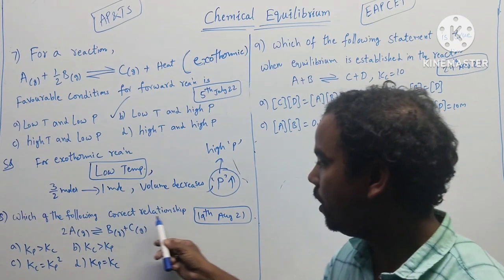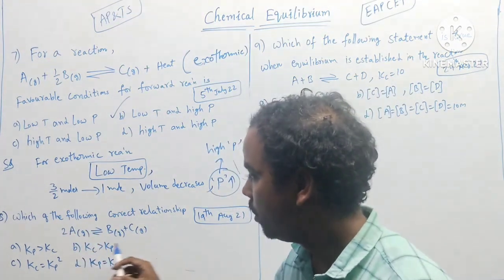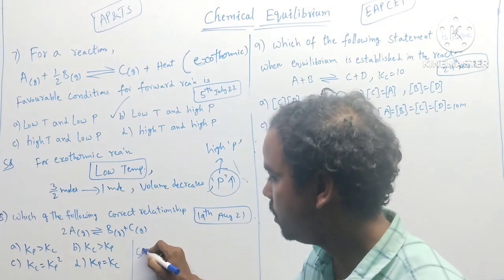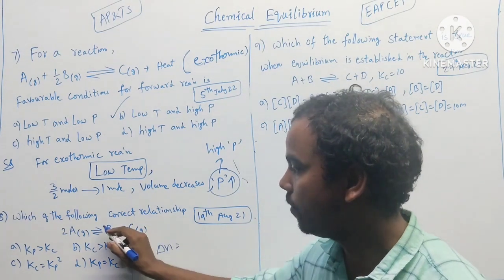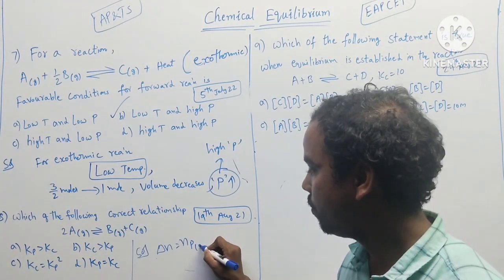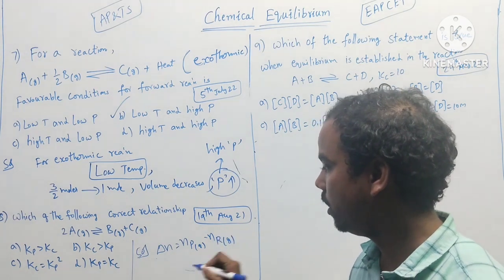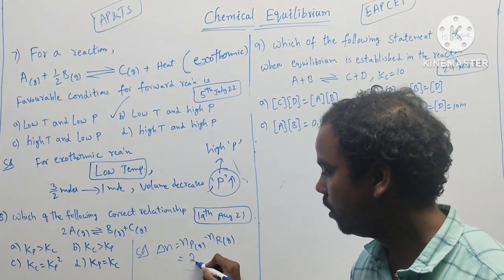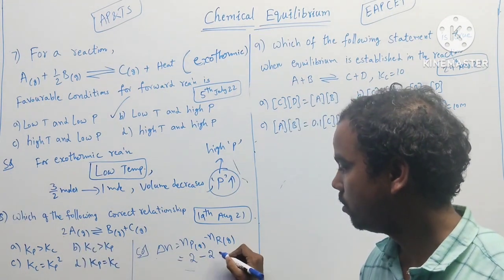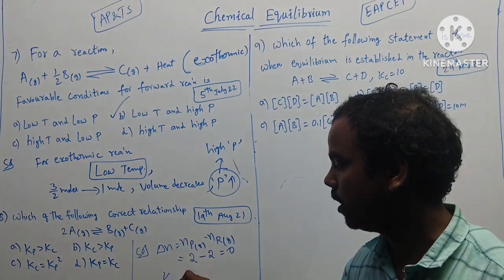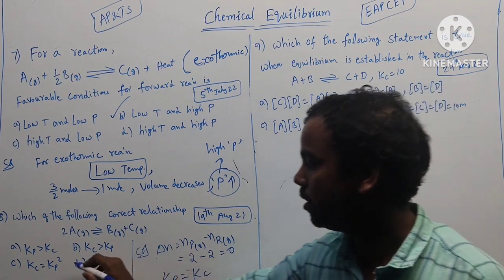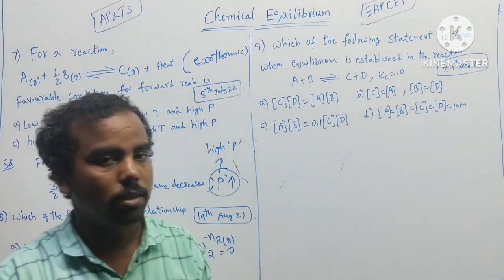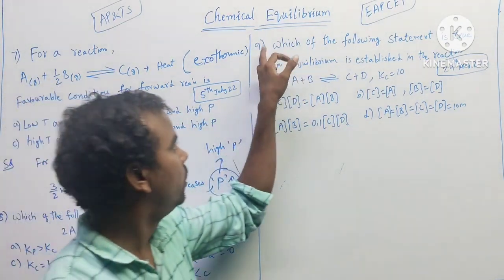Next question. Which of the following is the correct relationship for this reaction? 2 moles of A is converted to 1 mole of B plus 1 mole of C. What is the delta n value? Delta n is the number of moles of gaseous products minus the number of moles of gaseous reactants. The products have 1 plus 1, that is 2 moles, minus 2 moles of reactants. So 2 minus 2 is equal to 0. If delta n is 0, then Kp is equal to Kc. So answer D. If delta n greater than 0, then Kp greater than Kc. If delta n less than 0, then Kp less than Kc. Very easy.